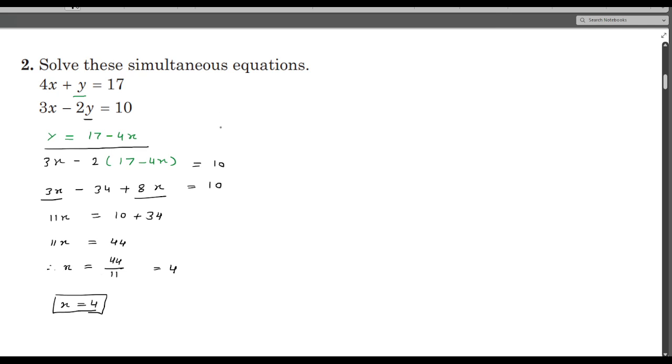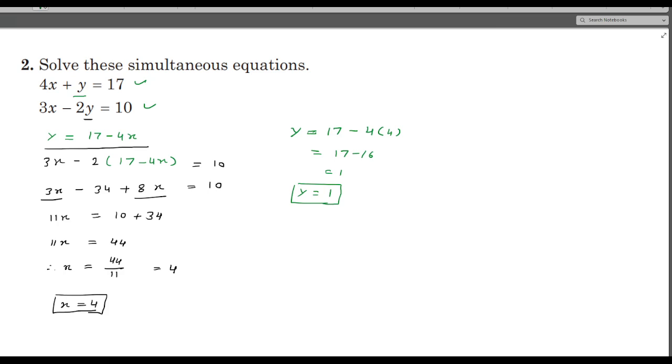Okay. Now once I know the value of x, I will find the value of y. y is 17 minus 4x. So 17 minus 4 times 4. So 17 minus 16 is equal to 1. So here your value of x is 4 and the value of y is 1. You can check your answer by substituting these values in these two equations.